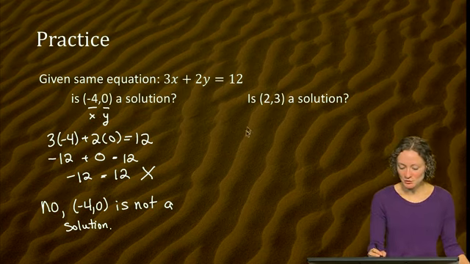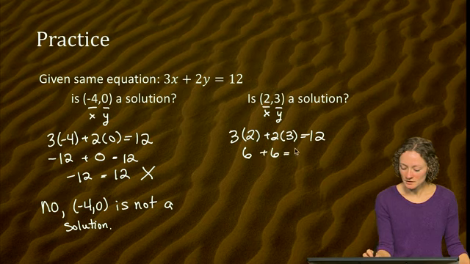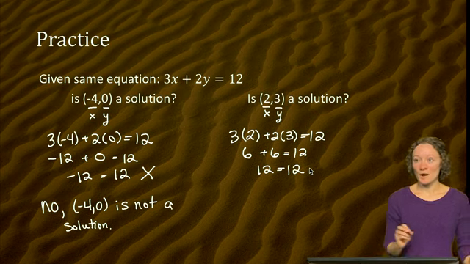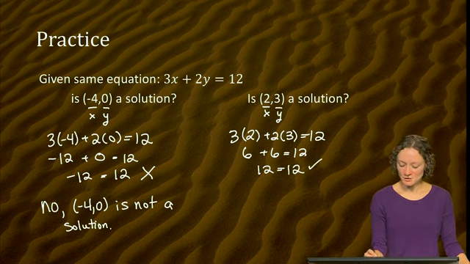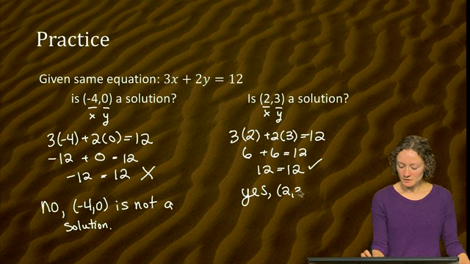The second one is 2, 3. So we'll plug in for x and for y. 3 times 2 plus 2 times 3 equals 12. We have 6 plus 6. We get 12 equals 12, which is a true statement. So yes, 2, 3 is a solution.